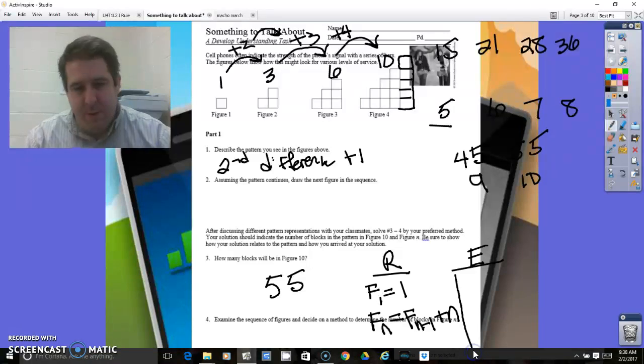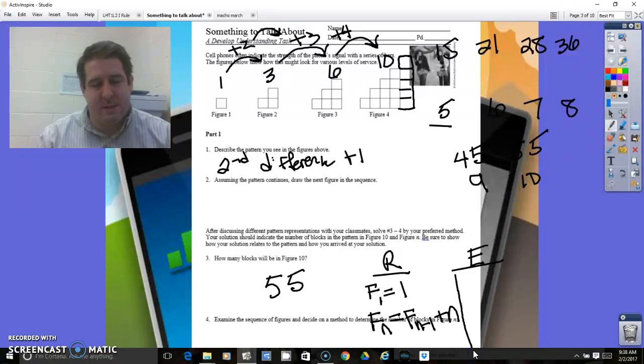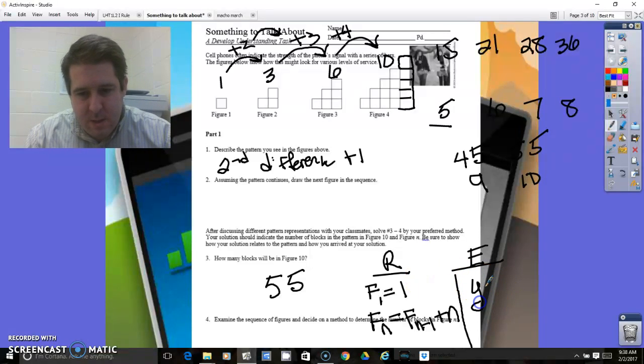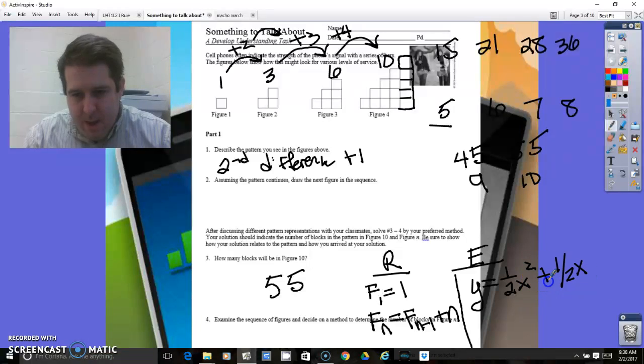Now, the explicit formula. I probably have showed you a way of putting this into the calculator and having the calculator find the answer for you. So once you did that, you should have gotten y equals 1/2 x squared plus 1/2 x. I don't really have the ability here to show you what I did in the calculator.